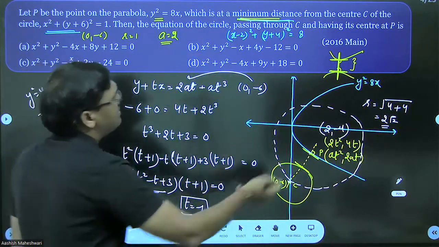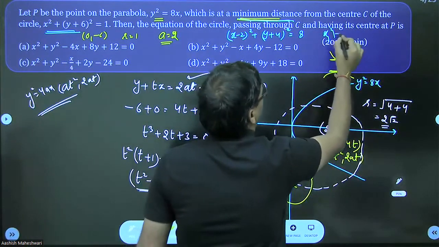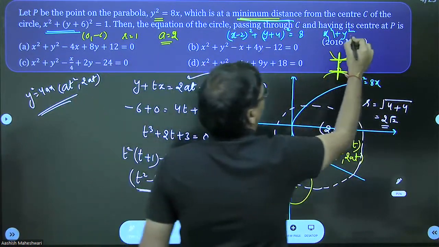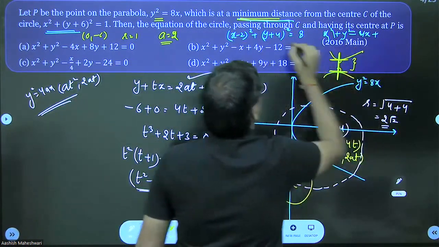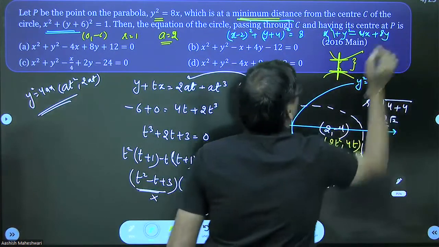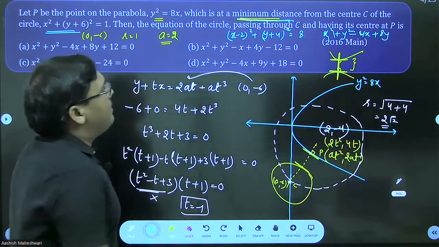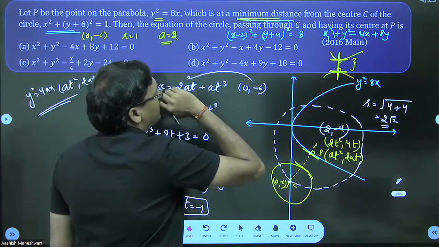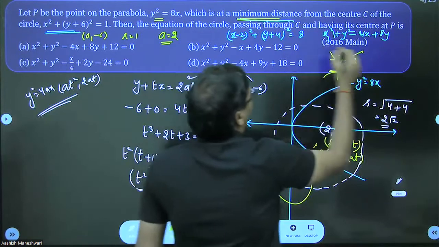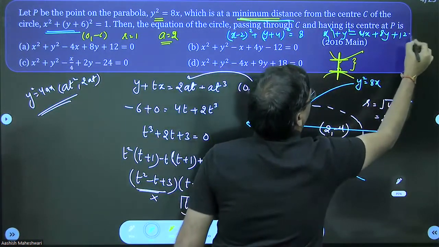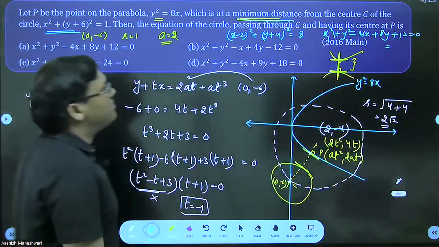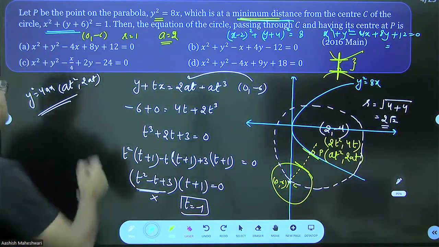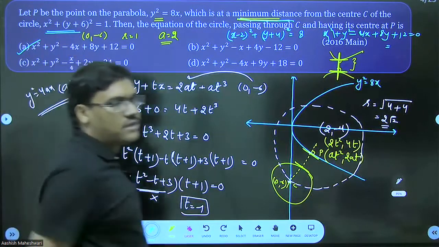You just simplify this. This is x square plus y square minus 4x plus 8y, right? And now this will be 4 plus 16, 20, and minus 8 plus 12 is equal to 0. So I hope this is clear. So what is the answer? x square plus y square minus 4x plus 8y plus 12. That is option A is the answer for this question.